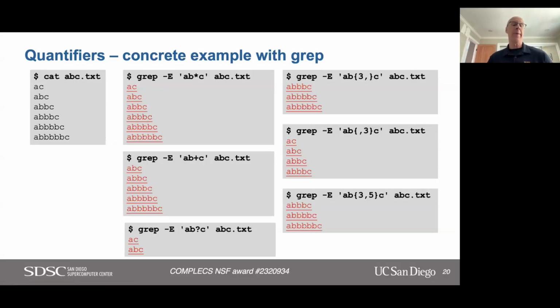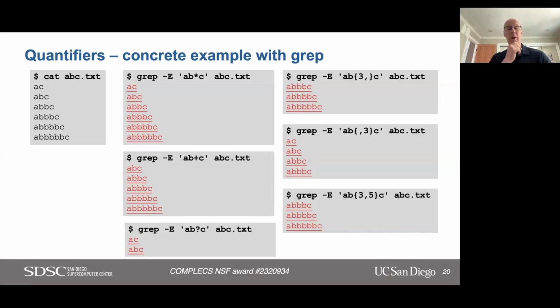So now let's look at a file, abc.txt, and this consists of lines with the string A followed by a variable number of B's, followed by a C. So we have AC through 5 B's. So if we do a grep AB star C, that's going to be A followed by any number of B's followed by a C. So it's going to match all of the lines in that file. If we use AB plus C, that means we're going to look for A followed by at least 1 B followed by a C. So that's going to pick up everything except the first line.